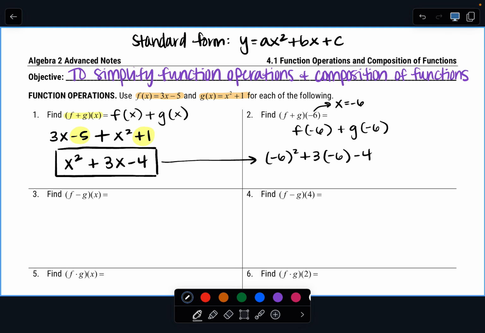So what is negative 6 times negative 6? Positive 36. What is negative 6 times 3? Negative 18, and then I have minus 4. So really, I'm looking at 36 minus 22. And what is 36 minus 22? 14.